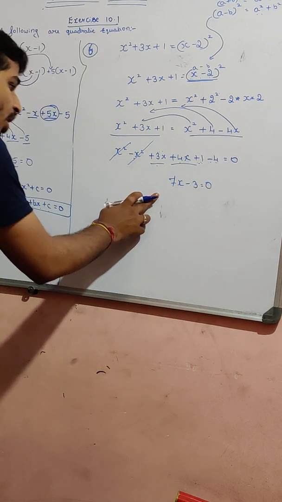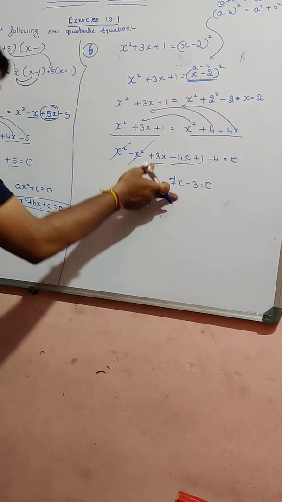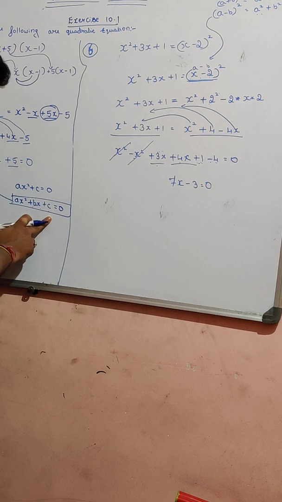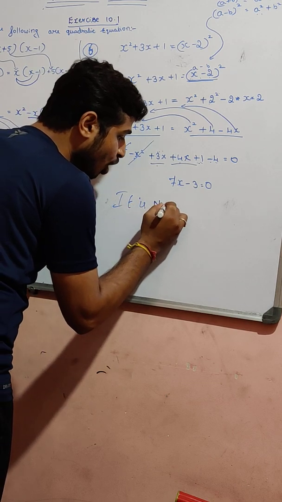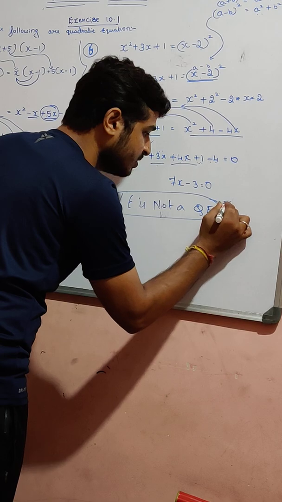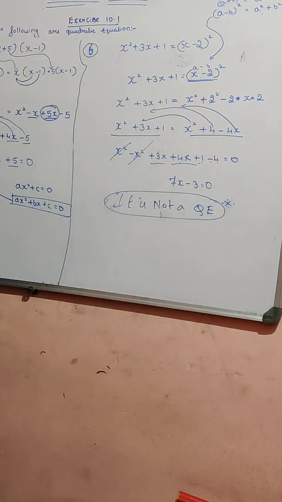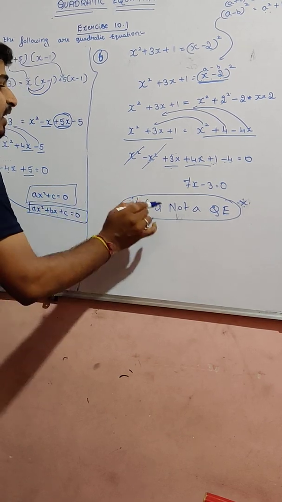Now it is not in the form of ax square plus c or in the form of ax square plus bx plus c. It does not contain an x square term. So it is not a quadratic equation. Okay, students, remember this. You should write out the equation and then verify whether it is a quadratic equation or not.